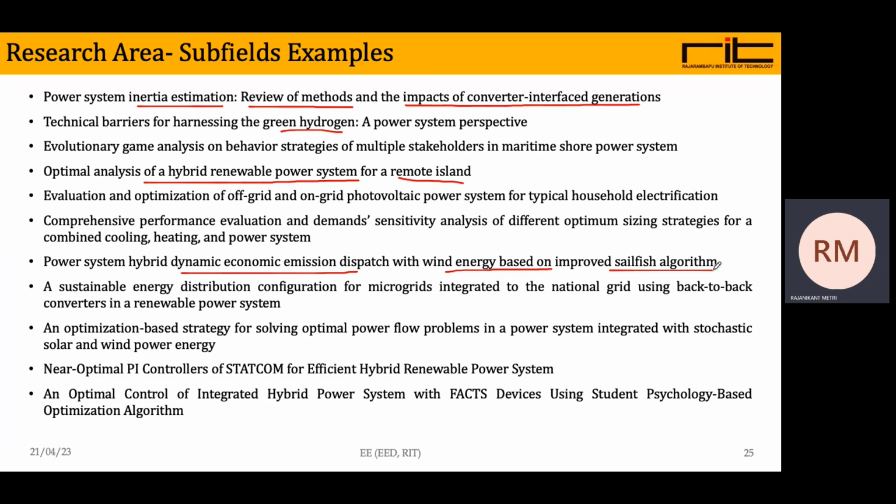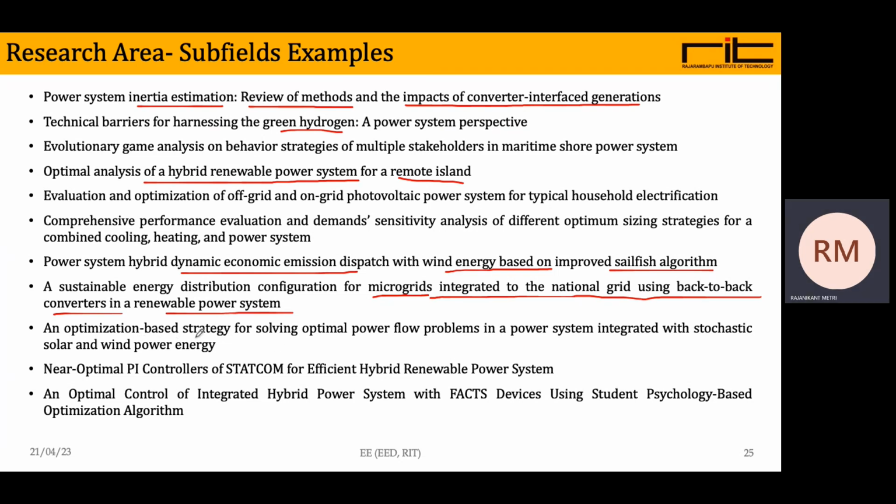So different kinds of algorithms are being developed to solve the problems. A sustainable energy distribution configuration for microgrids, so for microgrids integrated to the national grid using back-to-back converters in a renewable power station. We discussed that solar and wind are two major sources of renewables, and one can easily interface those sources by using back-to-back converters, and then integrate this with the national grid. So first form the microgrids and then integrate with the national grid.